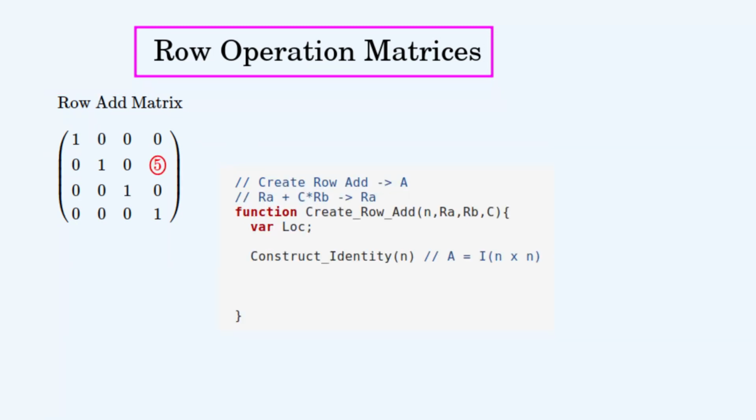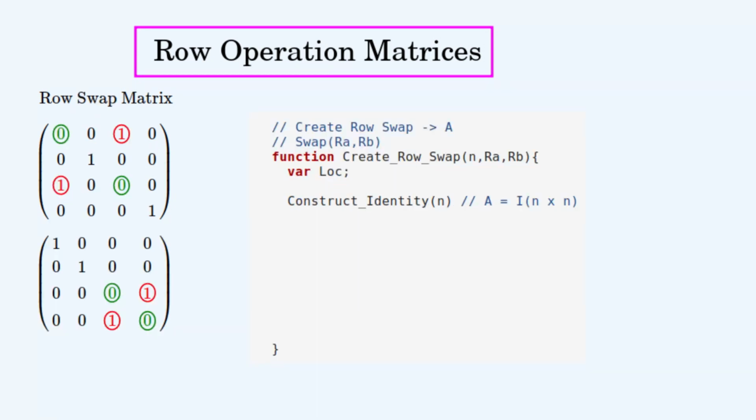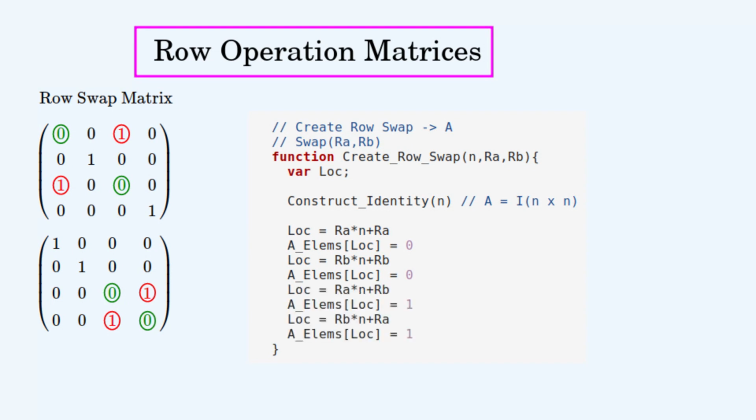Now to create the row add matrix. This function needs two row numbers this time, and we'll create the identity matrix like before. Then we'll replace one of the numbers in the non-diagonal region by the number C. We've got two row numbers this time, so it's important to get them the right way around. Now to create a row swap matrix. Only row numbers are required. We'll create the identity matrix like before. Then we'll put two 0s in the diagonal, and then two 1s in the non-diagonal region like so.